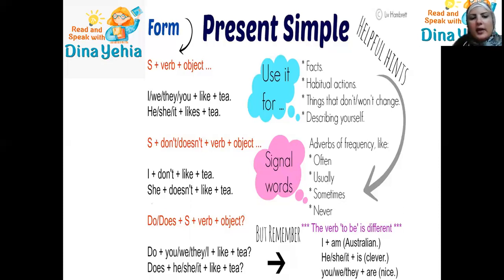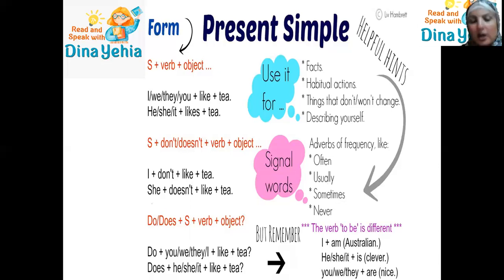For example, when I say she does not like tea. Miss Dina, we used to have S with she. Why don't you put S in like? The answer is because does swallows S. It takes the S. Whenever we have does, there is no S in the verb.